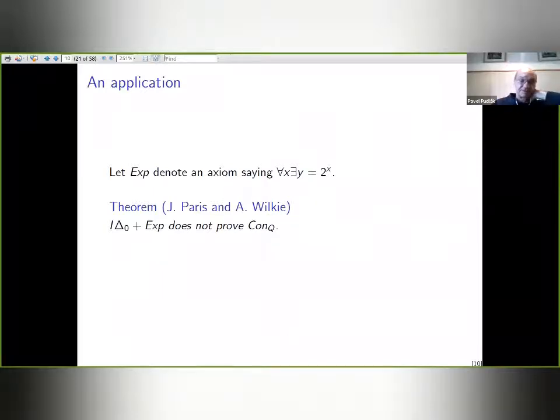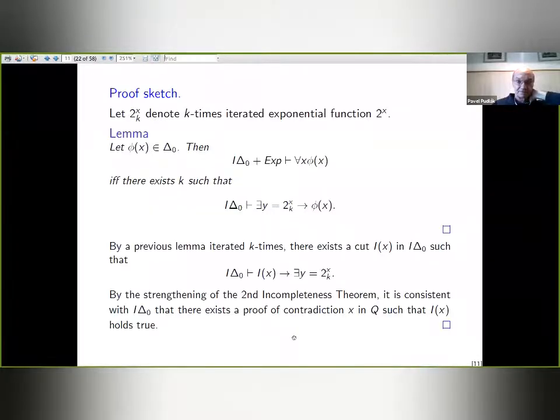Okay, we want to prove that I delta 0 plus exponentiation does not prove Con Q. I think what you had was correct, Pavel. No, no. Yes. No problems. Okay, something is missing here. The proof is missing a few lines.